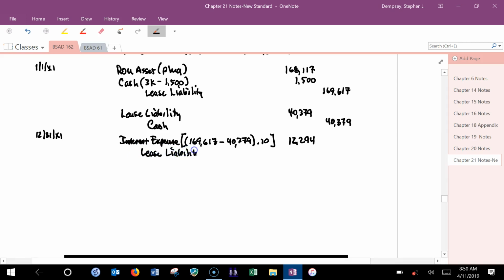Remember, we don't use interest payable. We're going to go ahead and increase the lease liability directly. $12,294. And that's one adjustment that has to be made. Any others that have to be made?